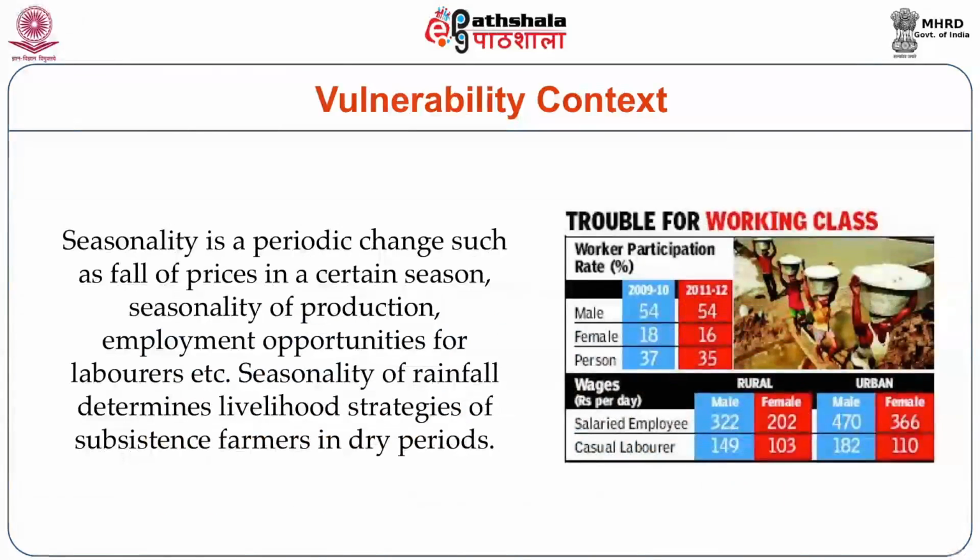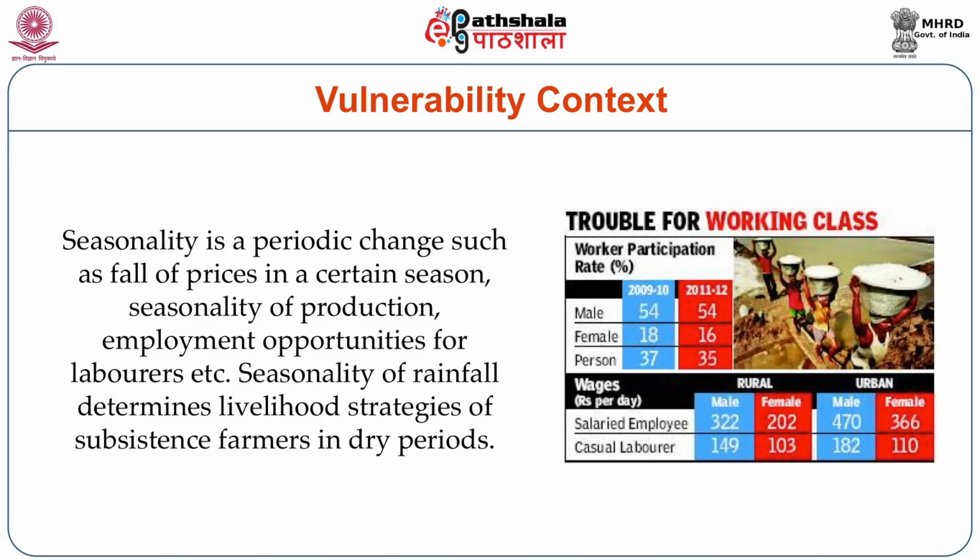Now comes the part of seasonality. What is seasonality? Seasonality is a periodic change such as a fall of price in a certain season. For example, when there is an agriculture season followed by a season where there is no agriculture at all, there could be shortage of food grains per se. Seasonality of production is another periodic change. Economic opportunities for laborers, etc. are all part of periodic change.